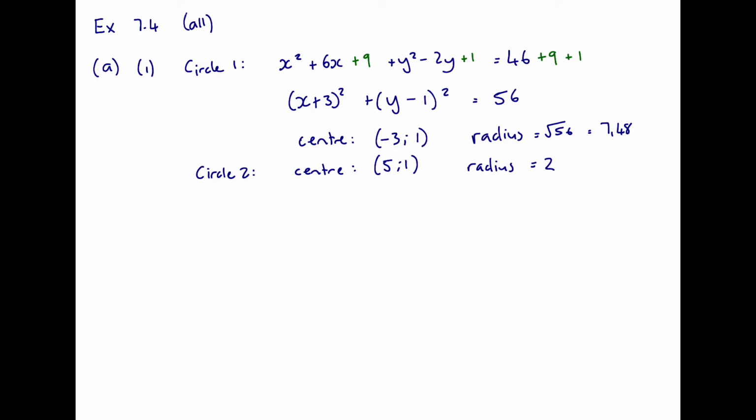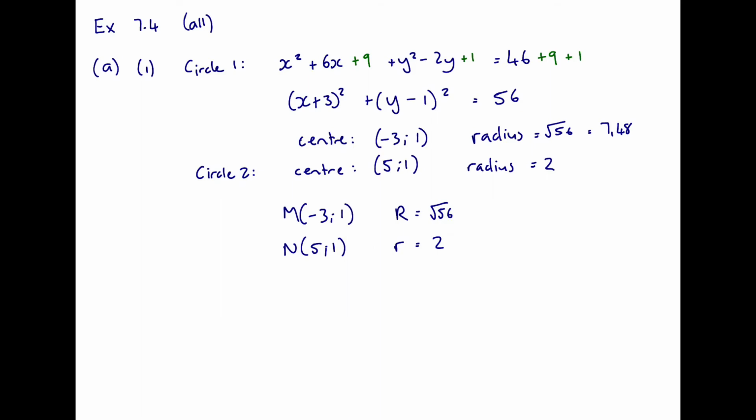When you have a bigger circle and a smaller circle, it's good to get into the habit of using M for Mike as the center of the big circle, and N for November as the center of the smaller circle, and then capital R and little r respectively. So M is (-3, 1) with the radius R equal to root 56, and N is (5, 1) with the radius little r of 2.